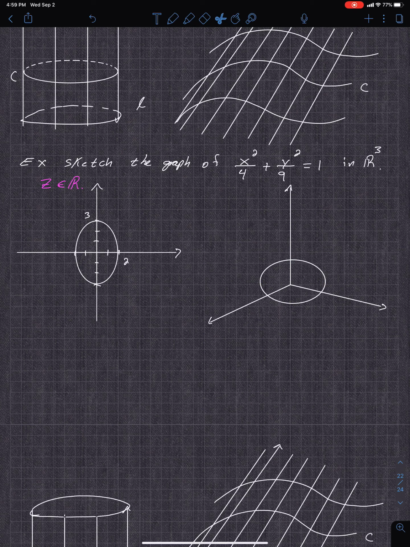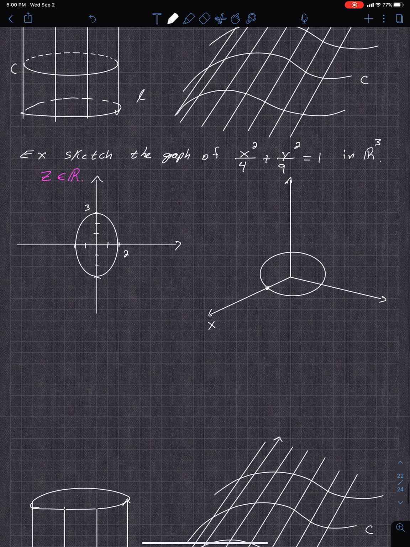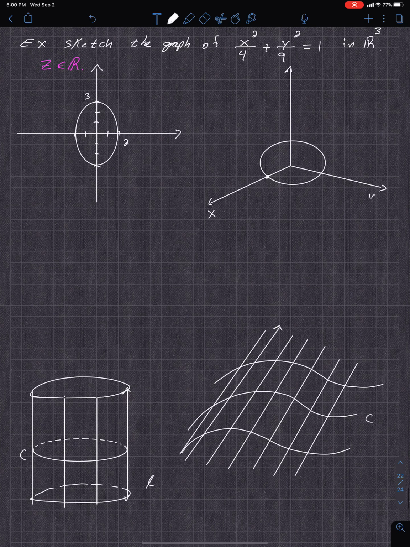And then you can go in and label things. So this is your x, this is your y, and your z. And so that would be 2 out on your x, and then this would be 3. And it doesn't have to be perfect. It's just kind of what it looks like. And then you basically go up on the side. So it goes up and down like this. It's close enough.